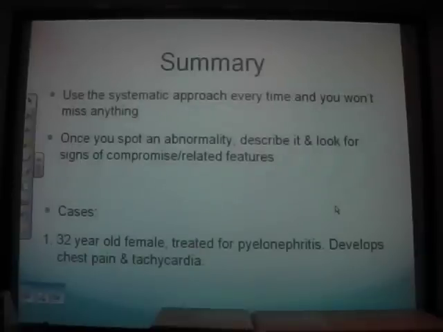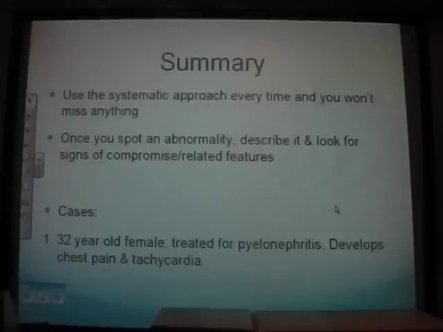So this is a systematic approach that I use. If you use it every time, you don't miss anything. Then once you spot an abnormality, describe it. In particular, when you're working, it's important to look for signs of compromise and any related features.